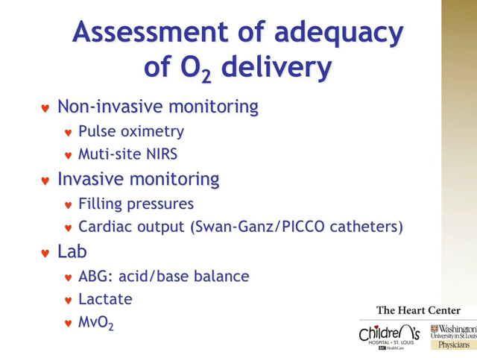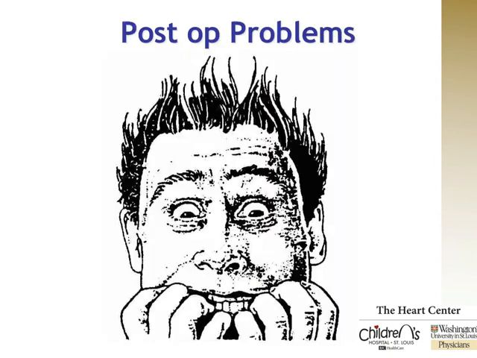And then in addition to the specific things we monitor on the patient, we follow lab values, which are a reflection of adequacy of oxygen delivery: acid-base balance on blood gases, lactate levels, or periodically measuring mixed venous oxygen saturations. So now let's turn to some of the things that keep us up at night.